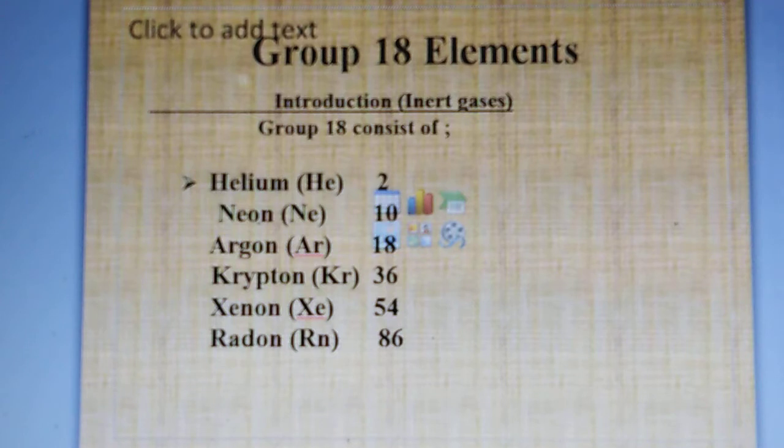So, in this chapter, we have to discuss these three group elements: group 16, 17 and 18. Group 16 are called the chalcogens, 17 are halogens, and 18 are called the inert gases.